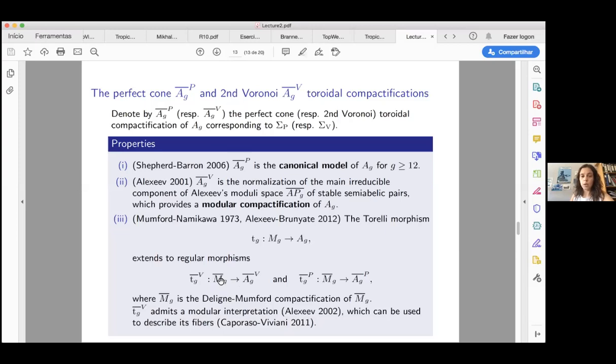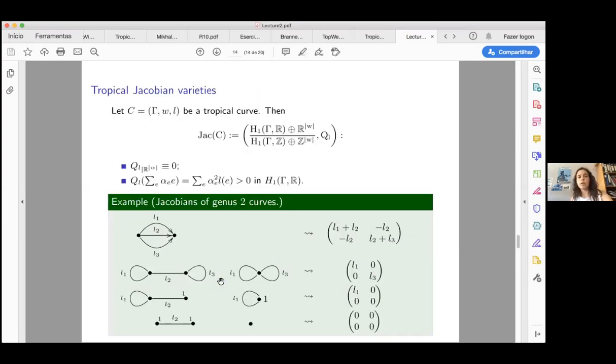All right, so let's talk about tropical Jacobian varieties. So these should be special types of tropical abelian varieties. So these should be real tori together with a quadratic form. So how does this work in the case of a tropical curve? So consider a tropical curve. I'm using the notation gamma, w, l. So this is the graph together with the weight and the length for the edges, remember from Monday's talk.